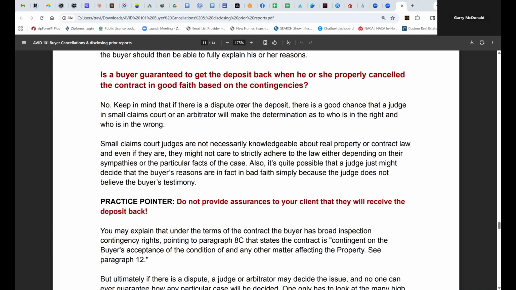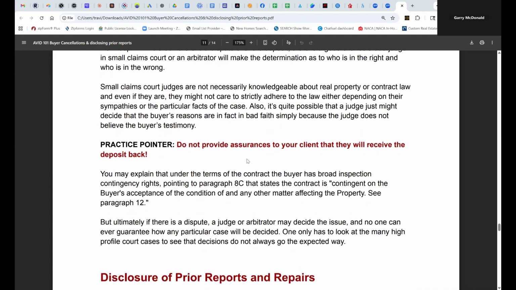Also, it's quite possible that a judge just might decide that the buyer's reasons are in fact in bad faith, simply because the judge does not believe the buyer's testimony. So practice pointer, do not provide assurances to your client that they will receive the earnest money deposit back. We're going to do our best. We're canceling in good faith. We're stating the reason or the provisions of the contract, the paragraphs of the contract that we're using to cancel.